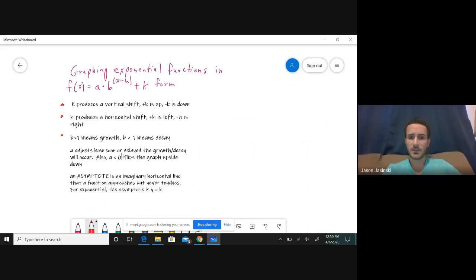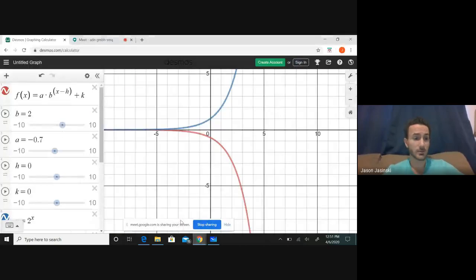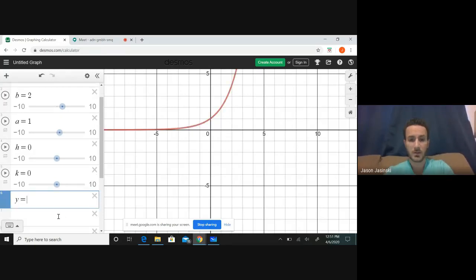A is a little confusing, as I said. I explain it as how soon or delayed the growth or decay will occur. And also importantly, a less than 0 flips the graph upside down upon whatever the asymptote is. Speaking of asymptotes, an asymptote is an imaginary line that a function approaches but never touches. For exponential, the asymptote is y equals k. So I'll showcase that quickly, and then I'll do a few specific examples. So say if we put a back to 1, because that's the easiest way to look at this. The asymptote would be the line y equals 0.